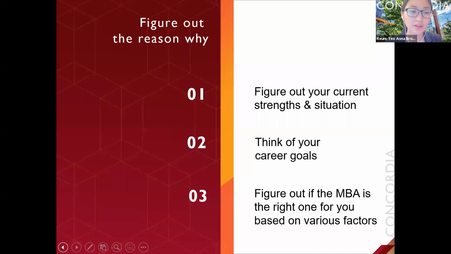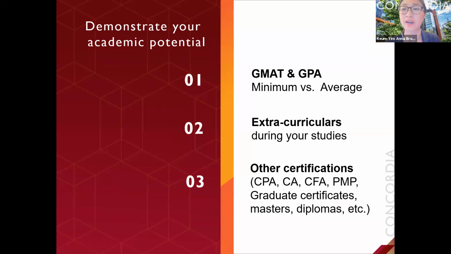The second piece of advice I always give candidates is to demonstrate your academic potential. Of course, the GMAT, as I mentioned, is extremely important. If you look at each school's minimum requirements as well as their average, you'll have a pretty good idea of what you need to at least be considered and what you need to be considered competitive. Meeting the minimum requirement is typically not enough, and we would recommend students to be close to or above the average for better chances of admission.